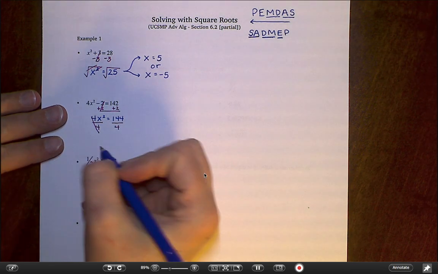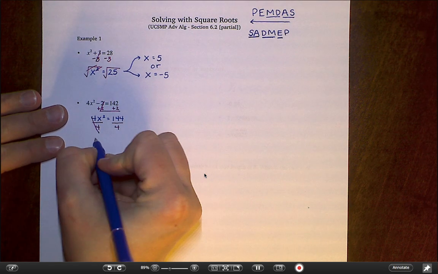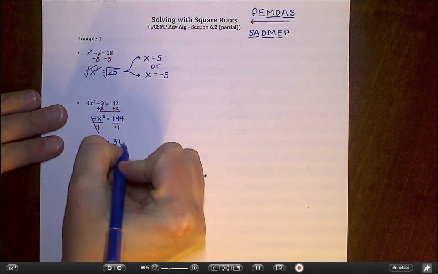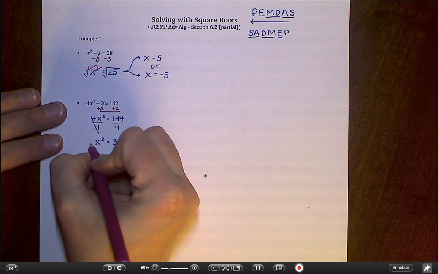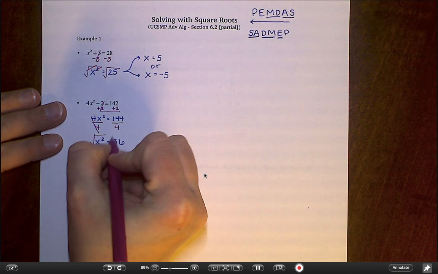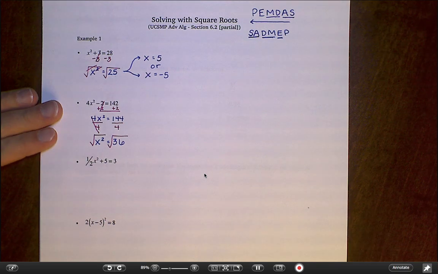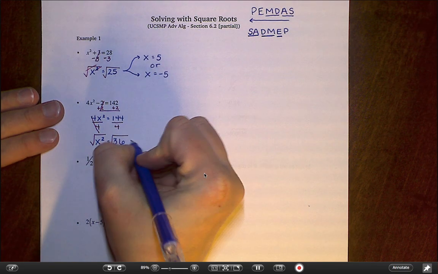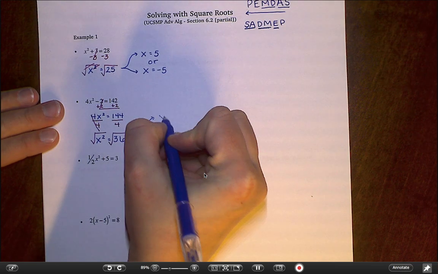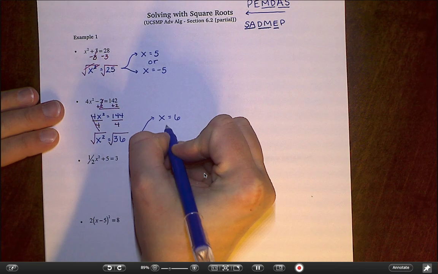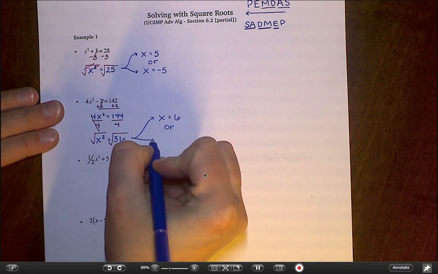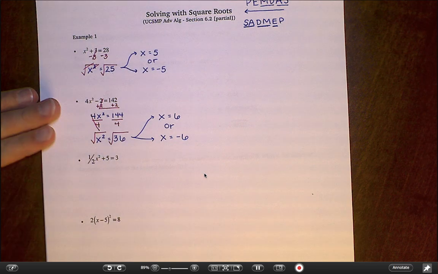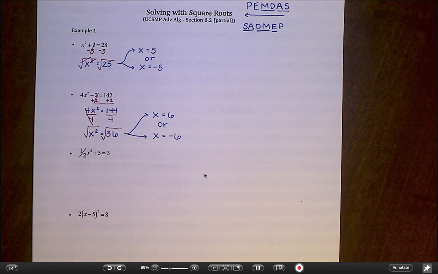Okay. 144 divided by 4. I think that's 36. So x squared would give me 36. And then I'm going to take a square root. Hopefully you know this one off the top of your head, but if you don't, you could use a calculator. Just remember, your calculator is only going to give you the positive answer here. So from here, we would have to say x could be 6, or the other possibility is x could be -6. Okay, have to have both of those answers.